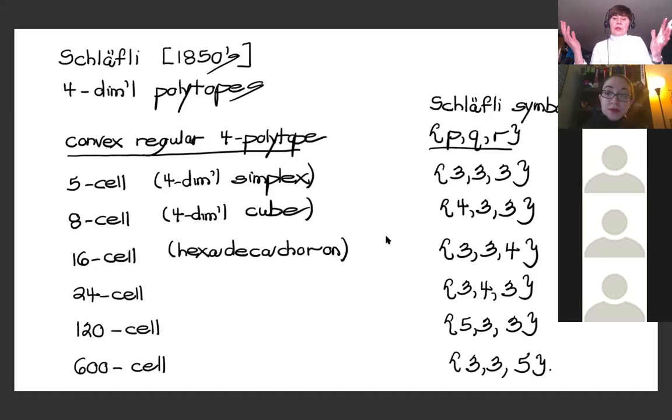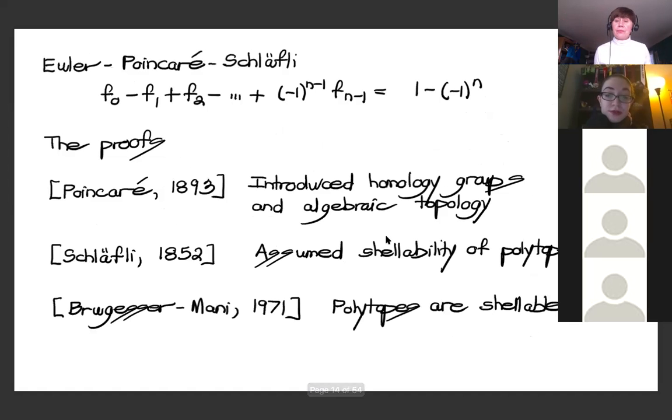So it's a way to look at things. So I just wanted to mention that in passing. Okay, so this is an extension. Euler-Poincare-Schläfli is an extension of the Euler relation. So this is for an n-dimensional polytope. So we are way up, you know, whatever dimension you want.